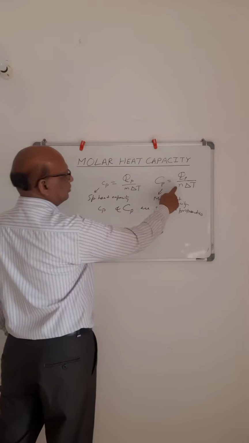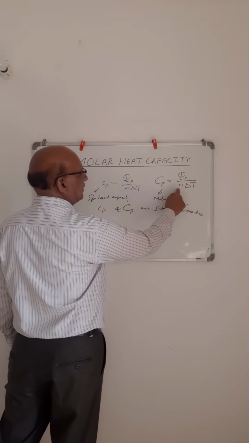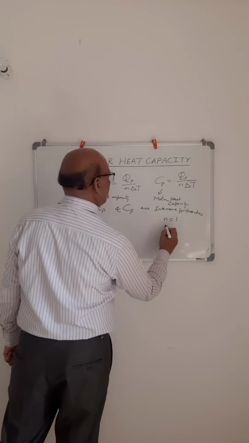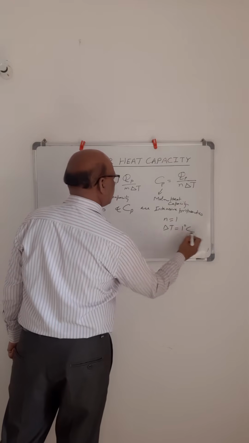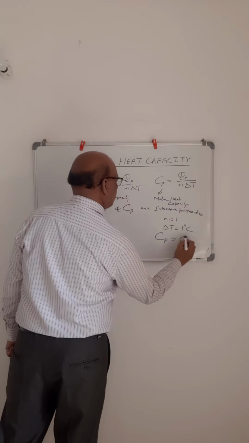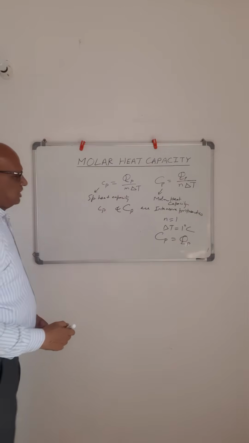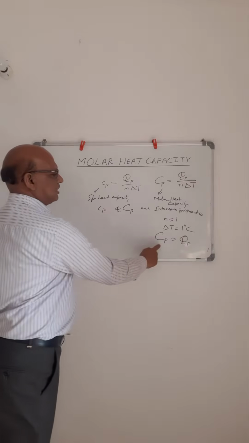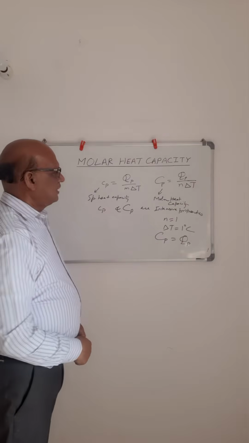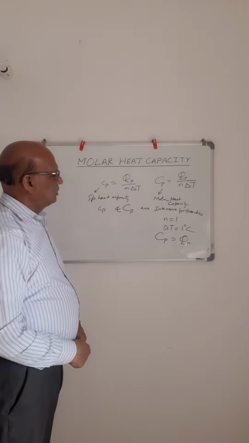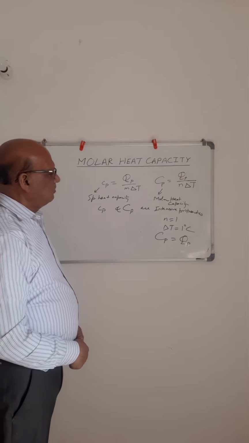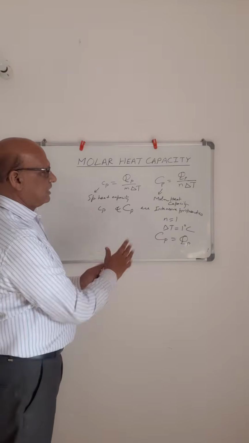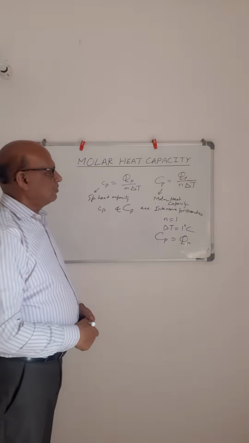the heat required to raise the temperature of 1 mole of a gas by 1 degree Celsius. Okay, suppose I keep n equal to 1 mole and delta T equal to 1 degree Celsius, and what will be capital Cp? Will be Qp, that is the heat supplied at constant pressure. So the definition of molar heat capacity at constant pressure is, it is the heat required at constant pressure to raise the temperature of 1 mole of a gas by 1 degree Celsius. That means the process should be carried out isobarically or at constant pressure.